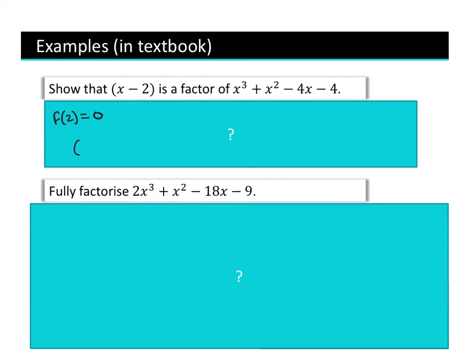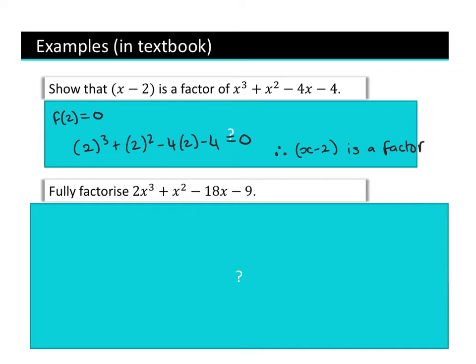So as we've just seen, we're going to have 2 cubed plus 2 squared minus 4 lots of 2 minus 4 equals 0. This is true. Therefore, x minus 2 is a factor. Sometimes we get a question where it says fully factorise this cubic. Now, we have to factorise it. The quickest way to factorise this is to find a factor. Then we're going to do polynomial division, which is what we've been doing.